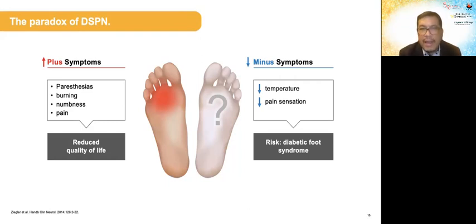And these two manifestations will increase your risk for diabetic foot syndrome, or what we call loss of protective sensation, or LOPS. So this characterizes patients with distal symmetric polyneuropathy. And the prevalence in patients with diabetes may be as high as 30%.